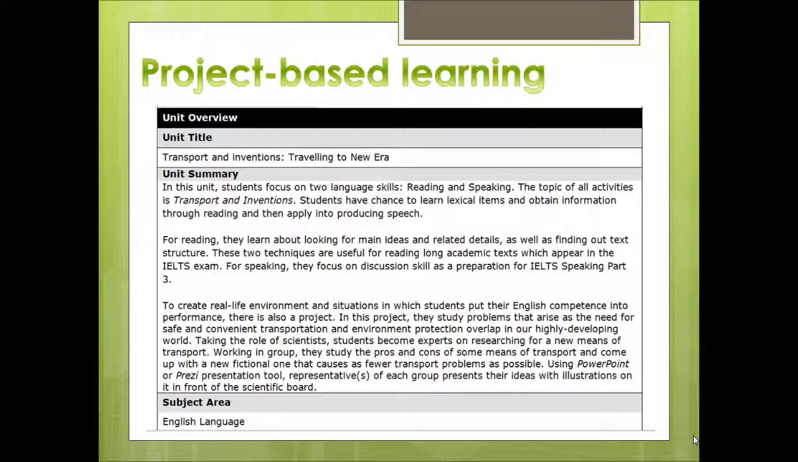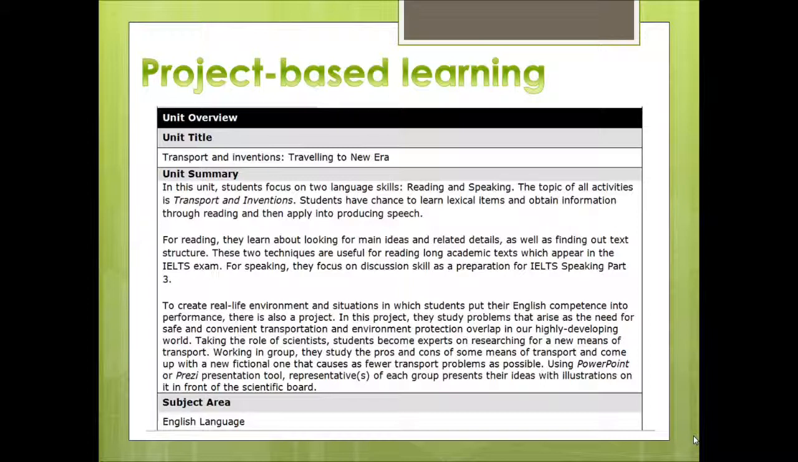However, one important feature of this unit plan is the project-based learning. The aim is to create real-life environments and situations in which students put their English competence into performance. In this project, they study problems that arise as the need for safe and convenient transportation and environment protection overlap in our highly developing world.